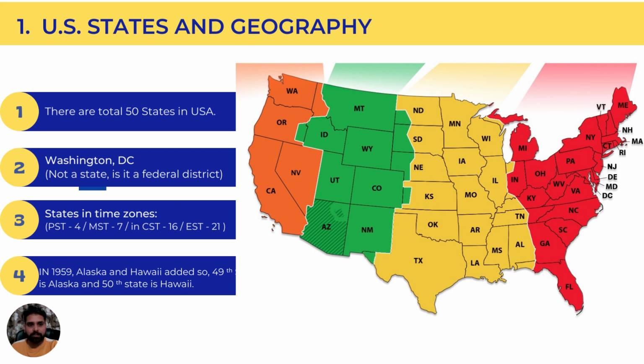States in the time zones: 4, 7, 16, 21. 4 states in Pacific, 7 in Mountain, 16 in Central, and 21 states are in Eastern time zones. Alaska and Hawaii were added after 1959. So Alaska is the 49th state and Hawaii is the 50th state.